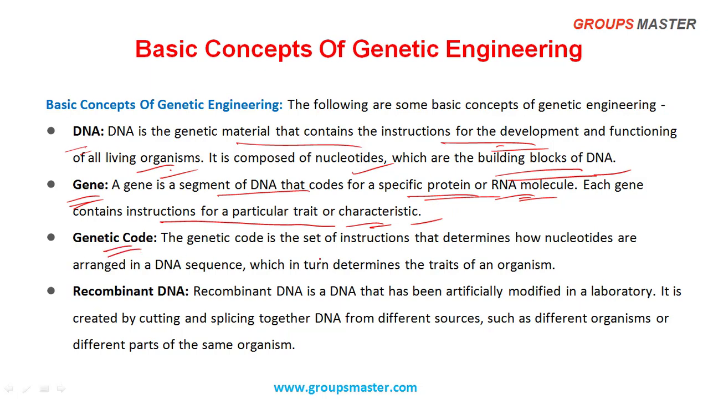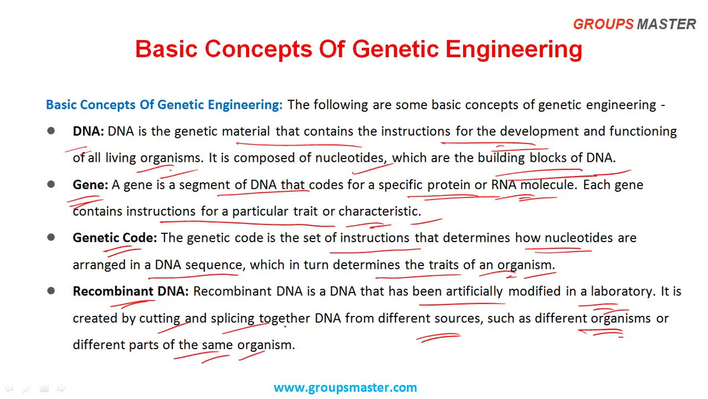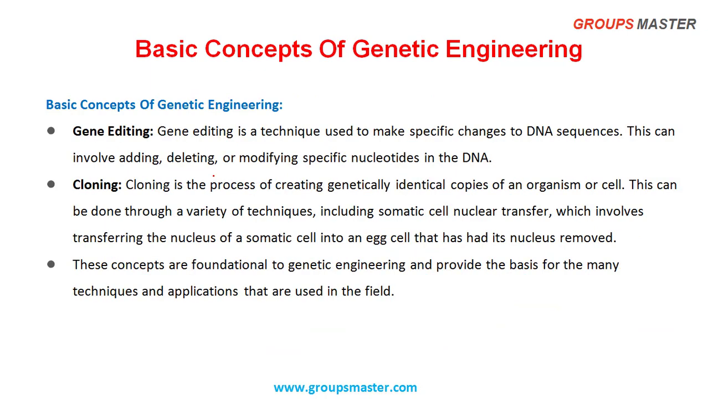Genetic code. The genetic code is the set of instructions that determines how nucleotides are arranged in a DNA sequence, which in turn determines the traits of an organism. What is recombinant DNA ante? Recombinant DNA is a DNA that has been artificially modified in a laboratory. It is created by cutting and splicing together DNA from different sources such as different organisms or different parts of the same organism.